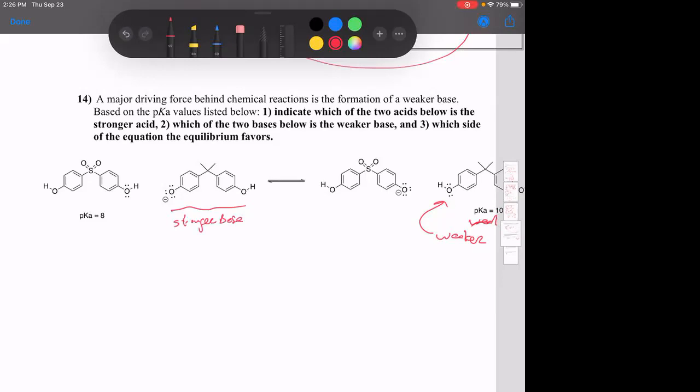All right, but it doesn't want me to indicate which one's the stronger base. It wants me to indicate which one's the what? Weaker base. Okay, then which side of the equilibrium is favored? It's going to be the right side. That all falls into place once you figure out where the weaker acid is. The weaker acid and the weaker base will always be on the same side.